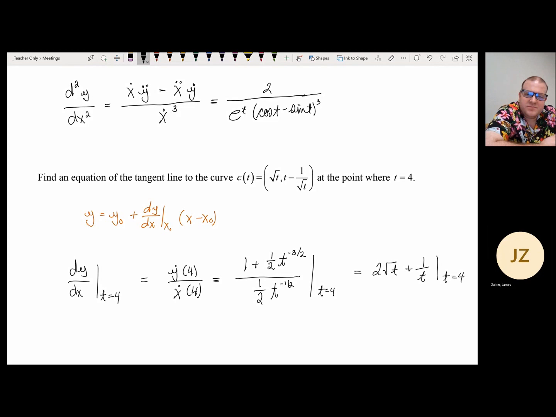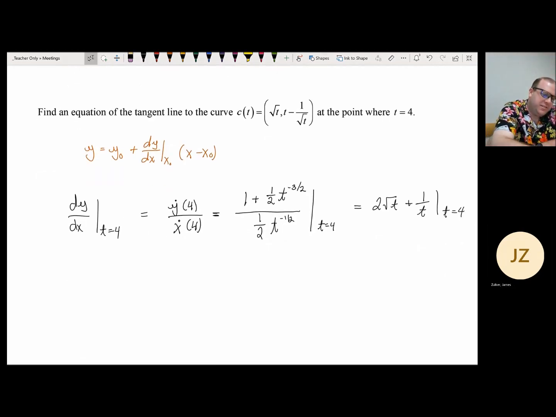When t is equal to 4, get a slope of 9/4. No, we don't. Seventeen quarters.